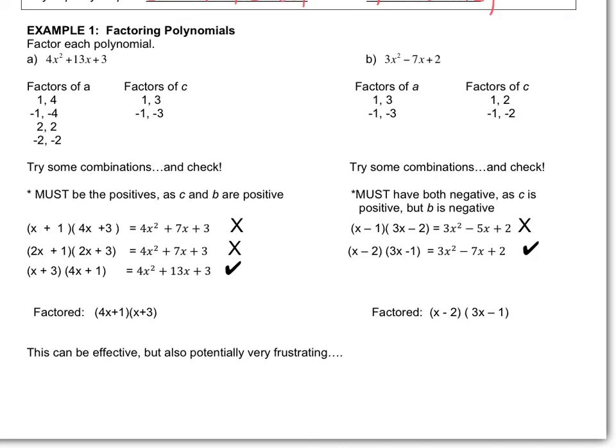So let's move on to the second one. This time we've got a value. So we have our 3's. We get the 1, 3, and the -1, -3. And the 2 is my c value, so those are my options.